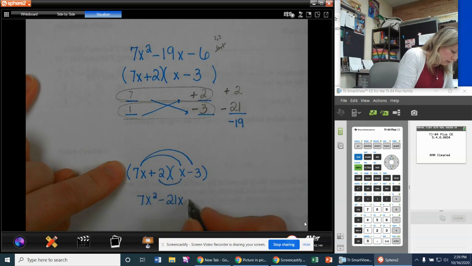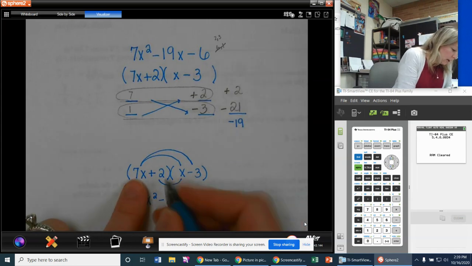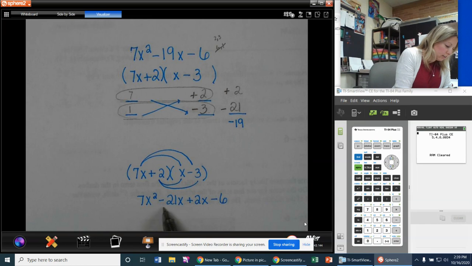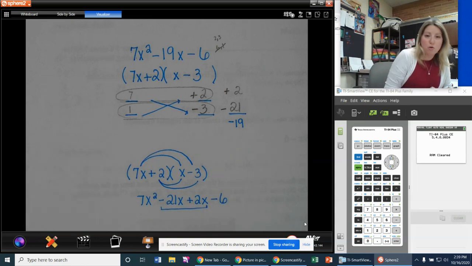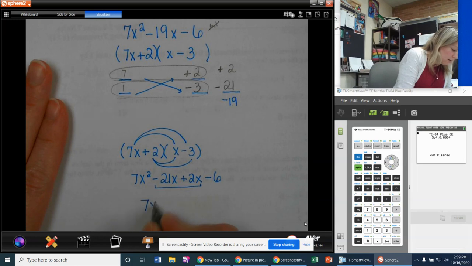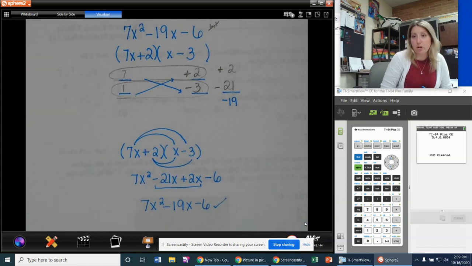2 times x is a positive 2x. Oh, I had a positive 2 right here. Okay, and then 2 times negative 3, that's a negative 6. Aha, because look now, these two are the like terms that then combine to give me the negative 19x that was in the middle. So it checked out. Those are my two binomials.